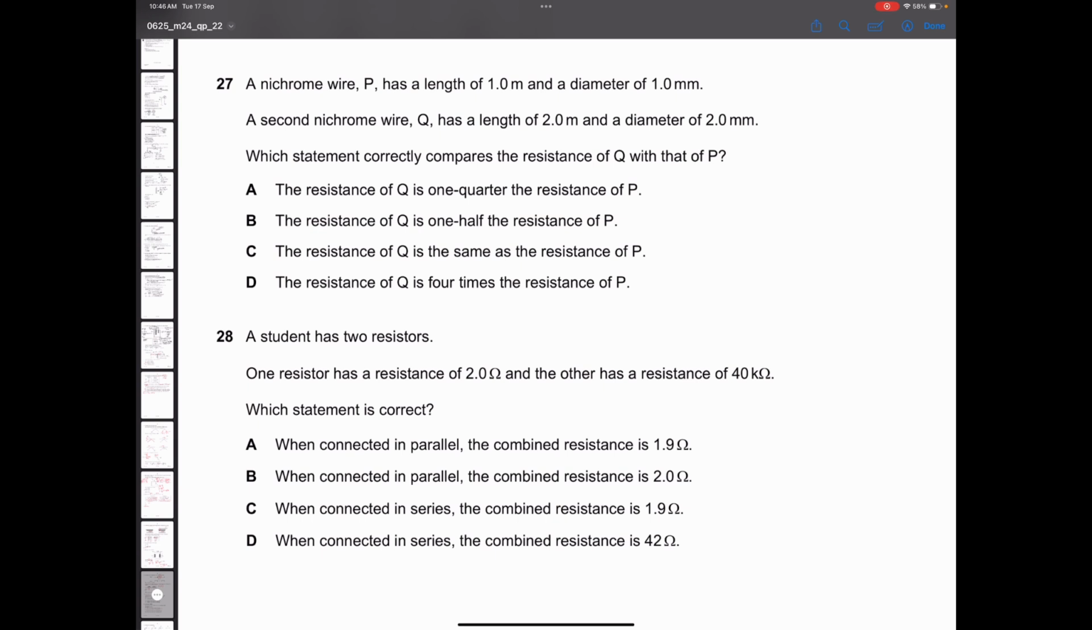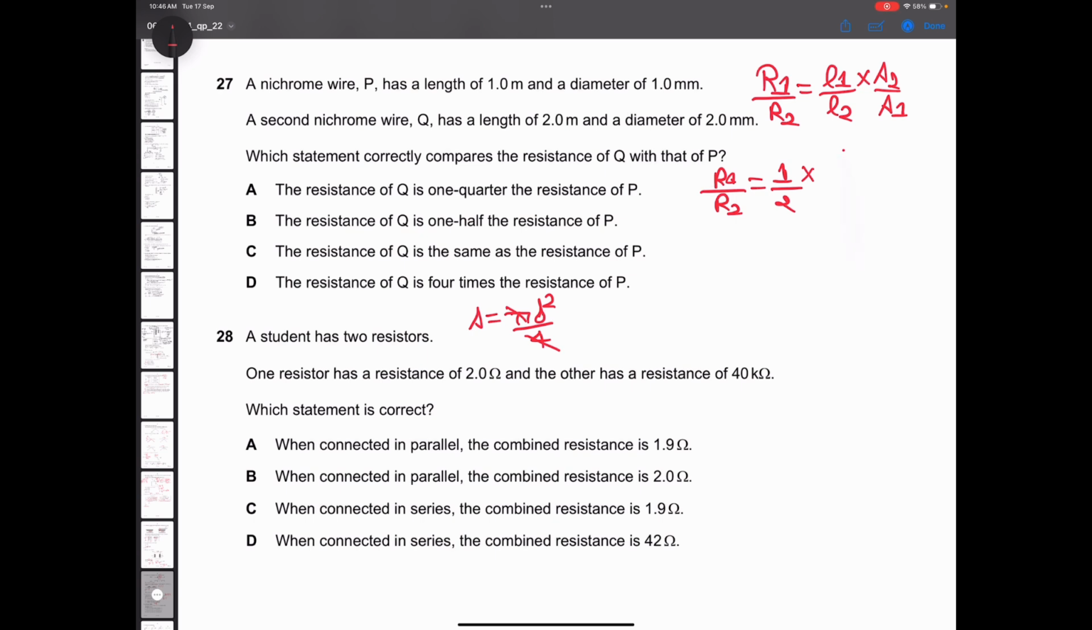Now, for question number 27, a nichrome wire P has a length of 1 meter and the diameter is given. A second nichrome wire Q has a length of 2 meters and the diameter is given. They are simply asking you the relation between the resistance of both. So for this, I've made a simple formula: R1 over R2 is equal to L1 over L2 times A2 over A1. So R1 over R2 is equal to the length 1 meter over L2, that is 2 meters, and for area we know that in terms of diameter it is pi d square by 4, but just think about it, you're dividing A2 by A1, so ultimately pi and 4 will get cancelled out, right?